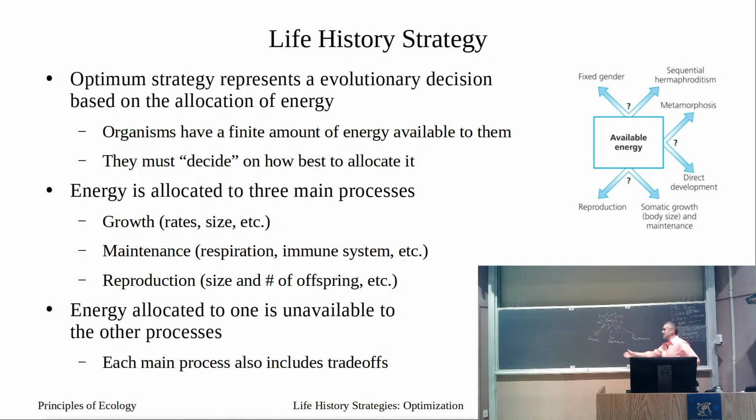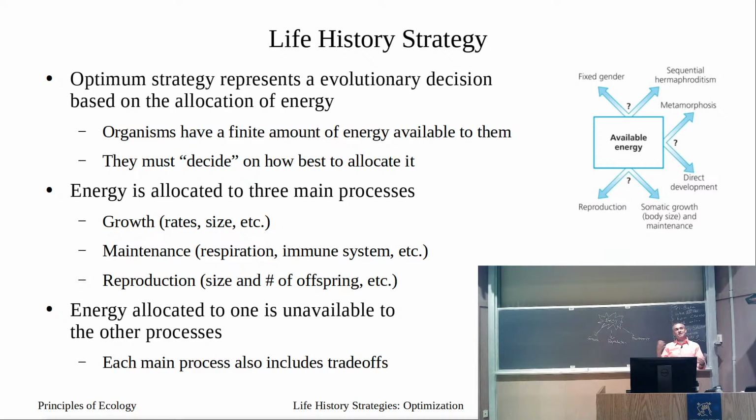Once you allocate your finite amount of energy to one area, it's unavailable for the other areas. So if you invest all of your energy into growth, you have zero energy for reproduction and maintenance. And you might say, well, what is this maintenance stuff? It's things like cell respiration, the immune system, repairing your body. All right? It's just your basic metabolic rate and your immune system. If you split it between growth and maintenance, you don't have any left over for reproduction.